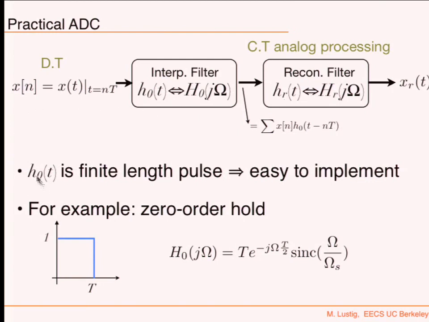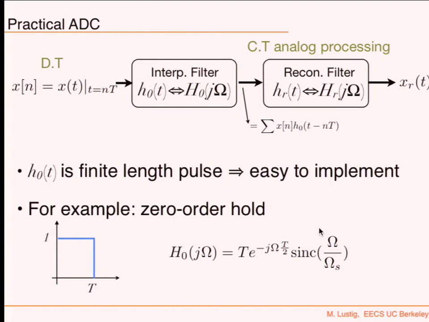So in that case, if h of 0t is finite, it's really easy to implement. For example, zero order hold. That's really easy. You put a voltage, and then if you need to change a sample, you just jump and put a different voltage. So we could do that. That's easy to implement. Now it's digital to analog conversion. This is analog after that, but then it's a crappy reconstruction. So instead of the crappy reconstruction, we need to filter it to make it better.